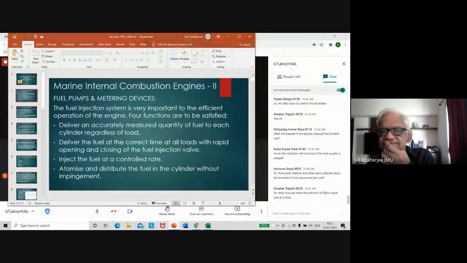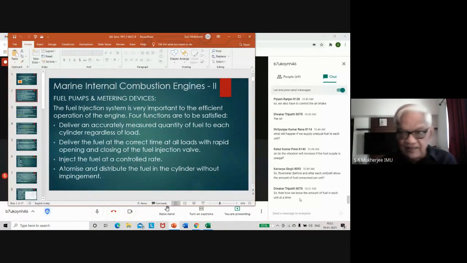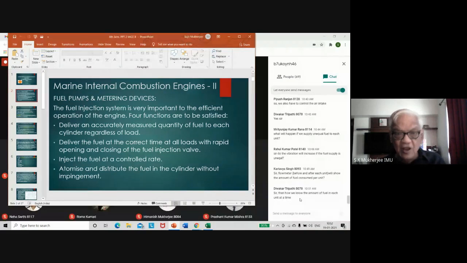Sir, then how do we know the amount of fuel in each unit at a time? That's what I said. You don't really know how much fuel. The only indicator is the fuel rack on the fuel pump, which is moved in totality. That means all the fuel racks are connected by one lever, and that lever is connected to the governor. So the governor moves that lever, which will move all the fuel racks together. But these fuel racks are moved with a spring lock. In other words, if one fuel rack gets stuck, it does not mean that the governor fuel rack will get stuck.